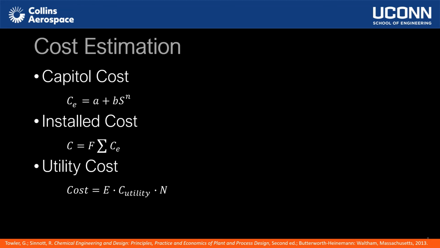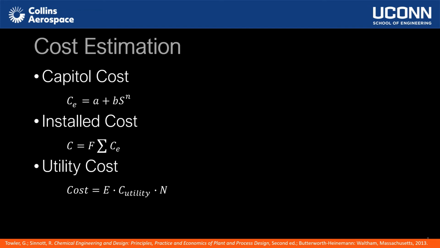To find the total cost of installing the new compressor, we use the second equation where F is a constant from the book. We use the last equation to estimate how much the utilities of each compressor would cost. N is the number of hours the plant is running, E is the energy used, and C utility is the cost of the utility. We estimated the cost of getting a new compressor and fixing the old compressor. Collins can also use this cost estimation model to make any decisions about their compressors in the future.